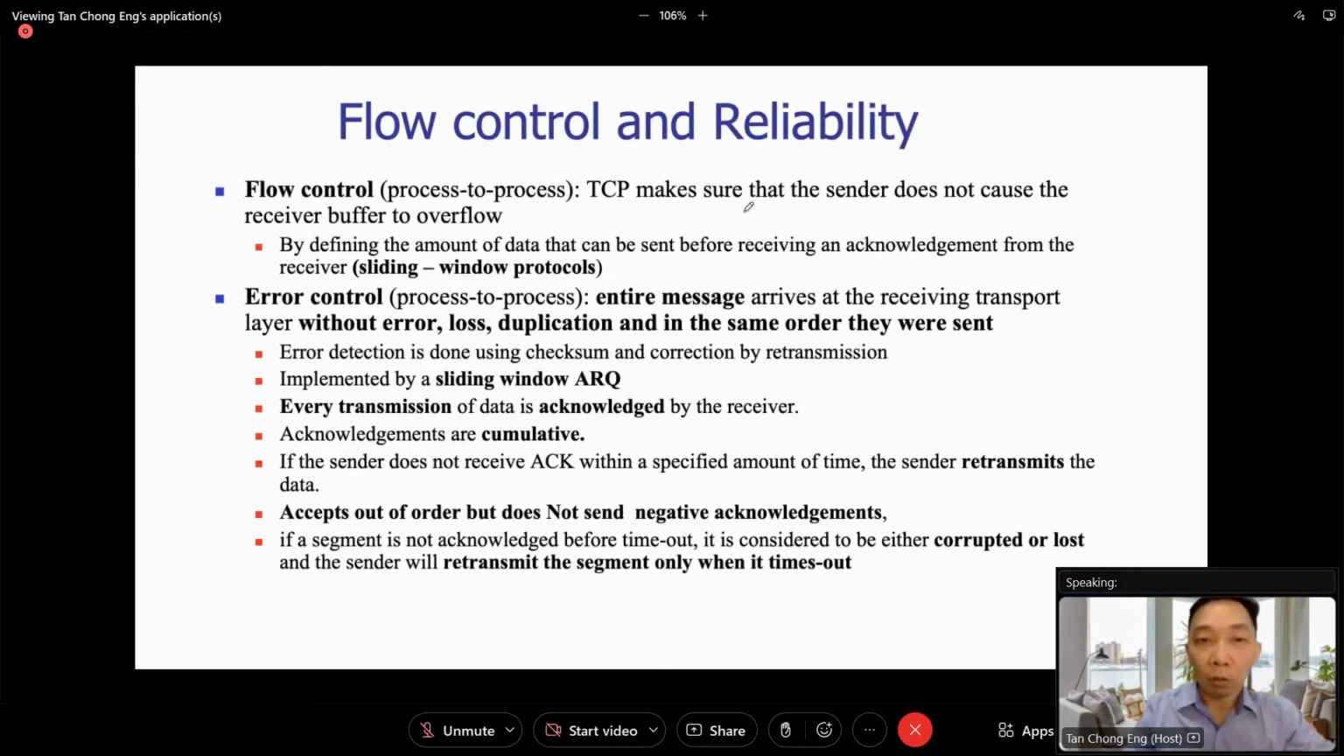Okay, this is all about flow control. Flow control is actually to regulate the traffic. If it is too fast, you need to slow it down. If it is too slow, you can speed it up. So that is the whole idea of flow control in this particular layer.